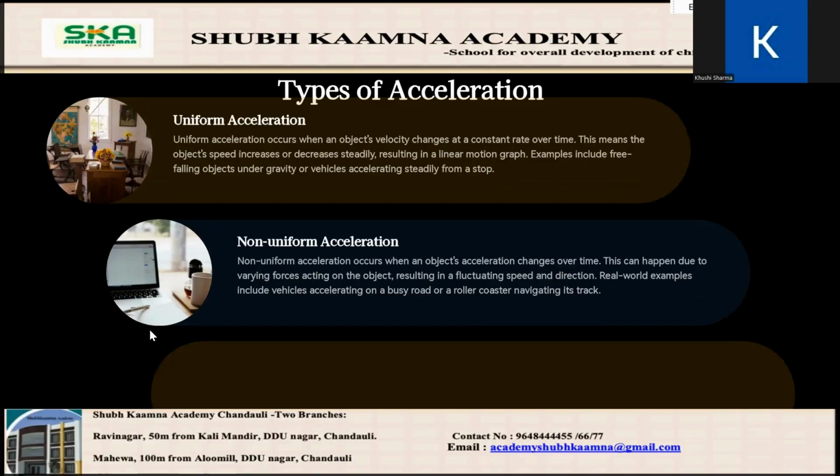So there are two types of acceleration: uniform and non-uniform. Uniform acceleration occurs when an object's velocity changes at a constant rate over time, whereas non-uniform acceleration occurs when an object's acceleration changes over time. This can happen due to varying forces acting on the object, resulting in fluctuations in speed and direction.